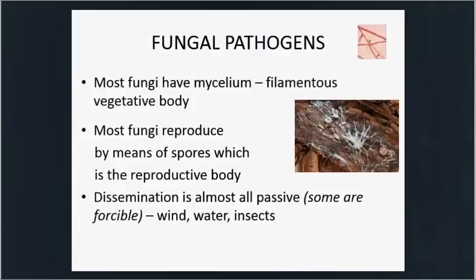Talking about the fungal pathogens, most of them have the mycelia, as you see on the right-hand side. That's what I'm talking about, mycelia and hyphae. Most of these fungi are produced by means of spores, which is the reproductive body of that pathogen. Dissemination is almost always passive: wind, water, insects. Some are forcible, so as they start to ripen, they will force those spores out into the wind. That's what I mean by forcible.